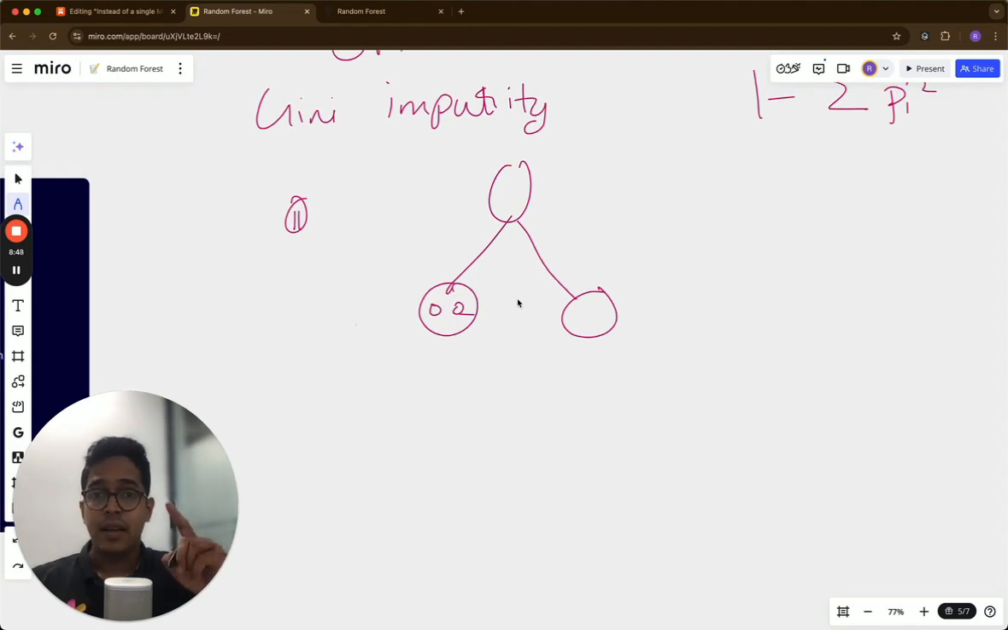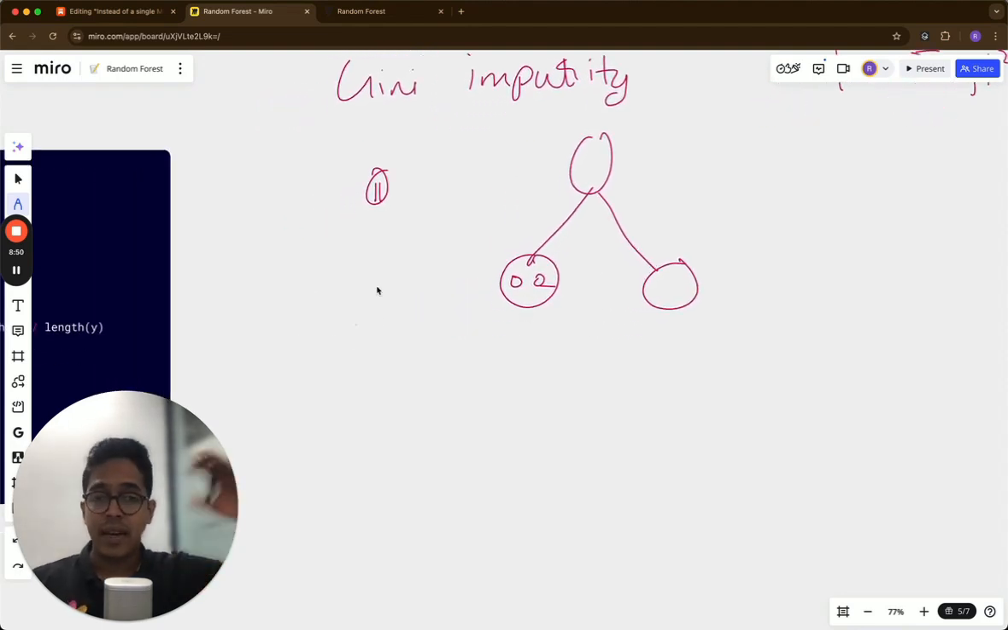So this is one tree. Is that enough? No. Now you have to construct another 19 trees if you are constructing 20 trees. So you repeat the same process.